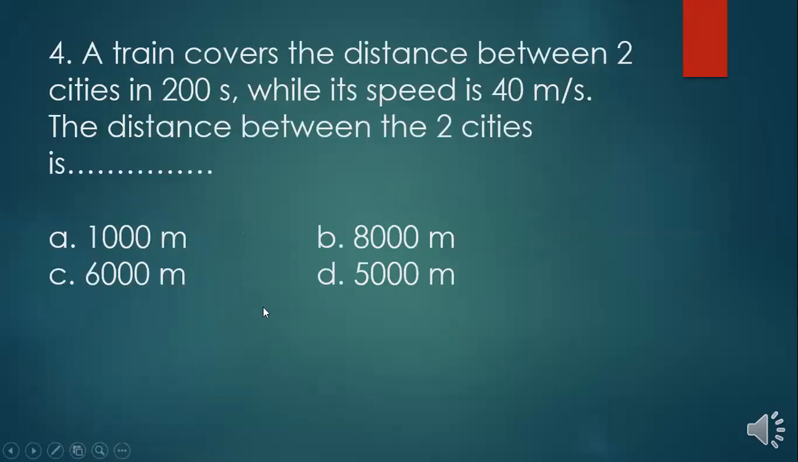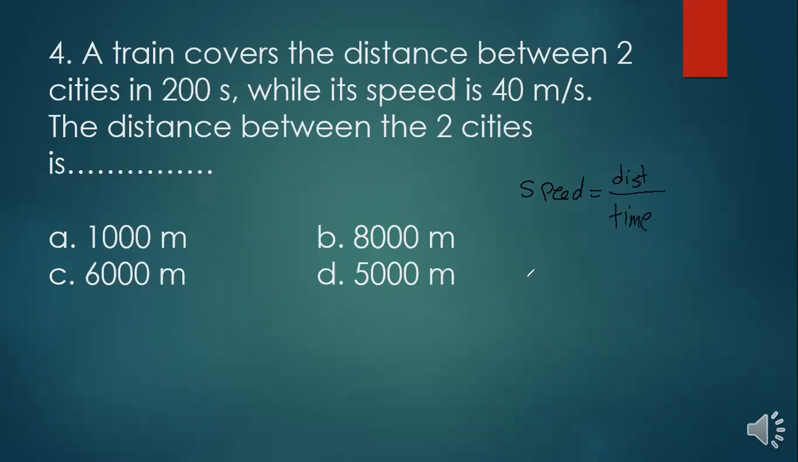Next question, a train covers the distance between two cities in 200 seconds while the speed is 40 meters per second. The distance between the two cities is, right? Okay, this is a simple substitution formula, right? We know that speed is equal to distance over time.